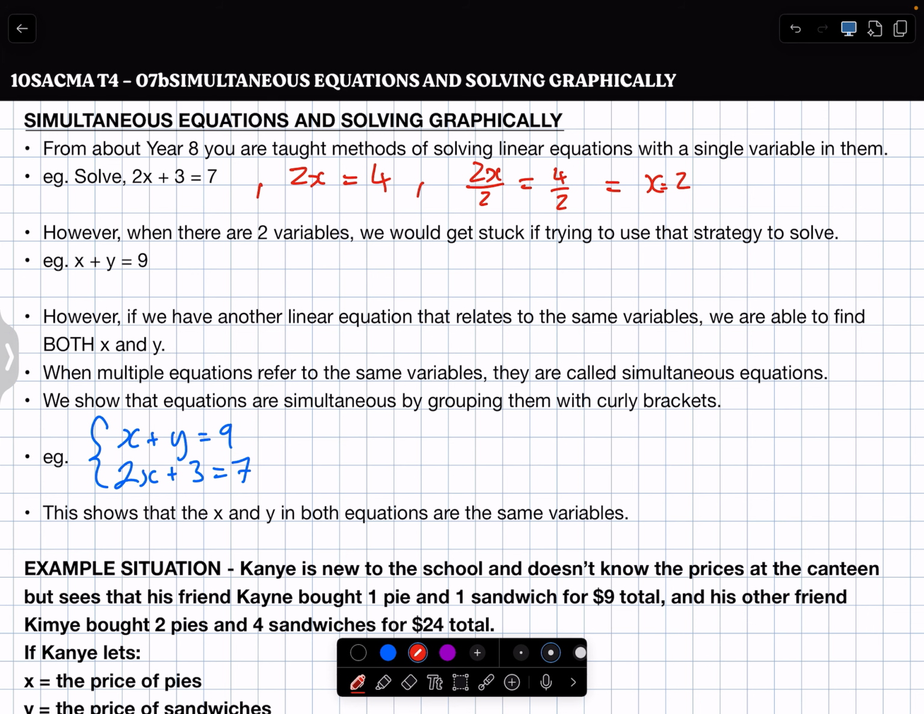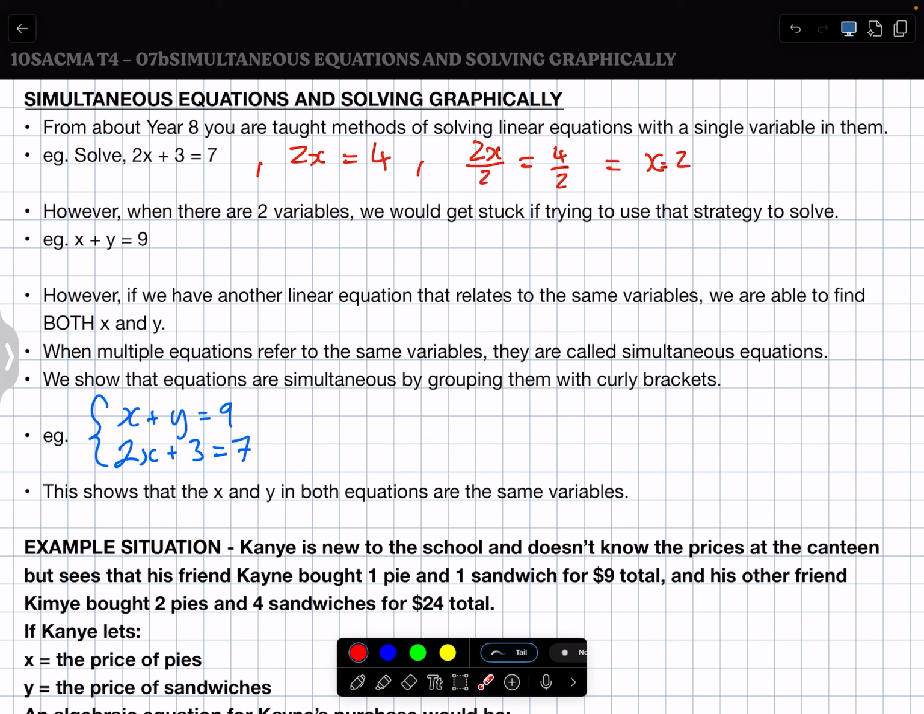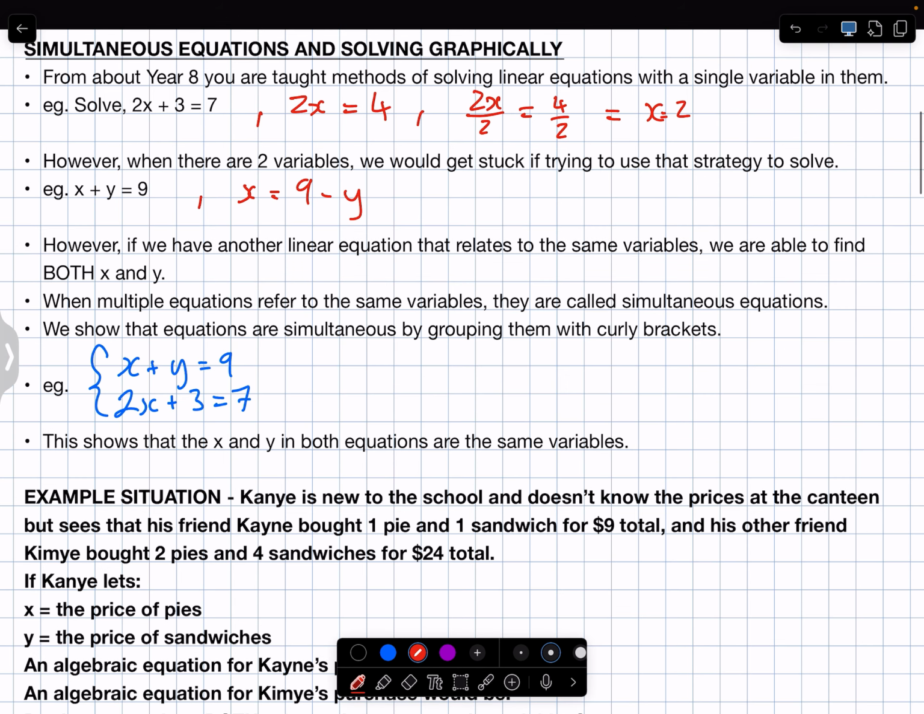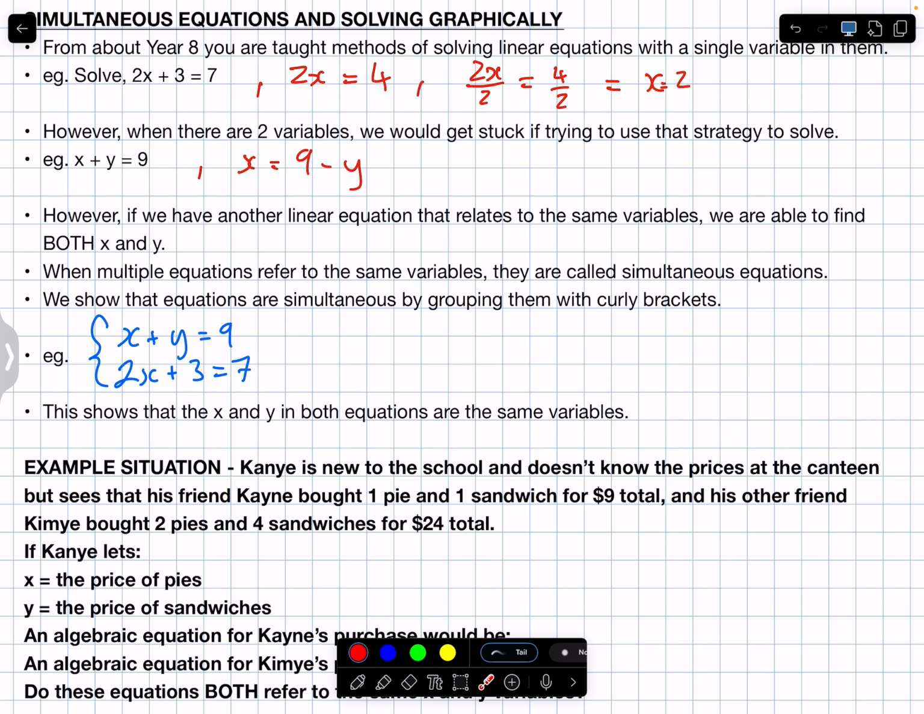There's an added complication of simultaneous. Why? Because you can't right now solve an equation if there's 2 variables. x plus y is equal to 9. Let's do what I've shown you so far. How would I get rid of the y? What's the opposite of adding y to something? So x is equal to 9, take y. That's all well and good, but am I any closer to knowing what x is right now? Do I know what y is? So it's not any better. But if we have another equation that relates to the same variables, we can find both x and y.